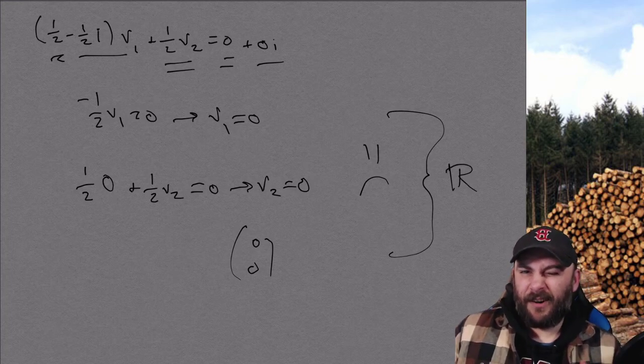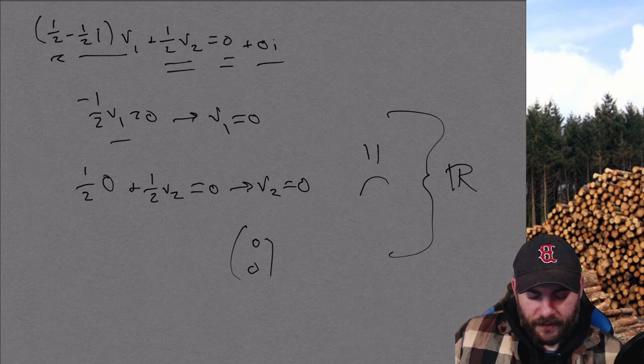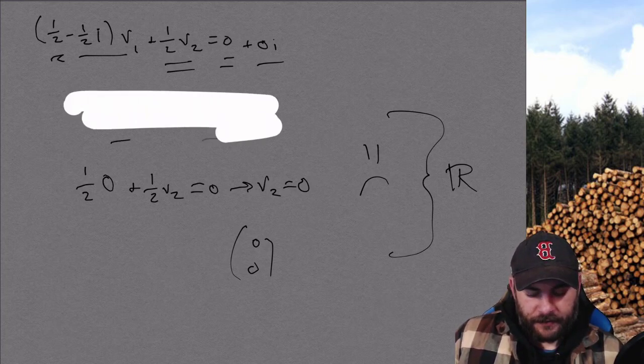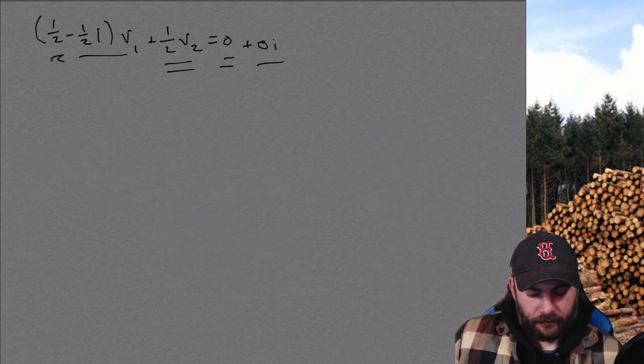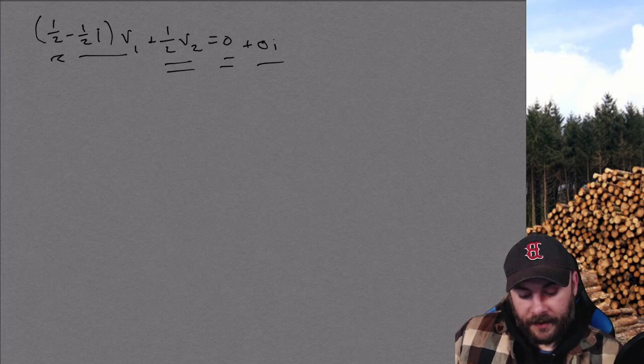We're not thinking hard enough, okay? V1 and V2 don't have to be real numbers. So let's erase that stuff. Let's start this investigation all over again.